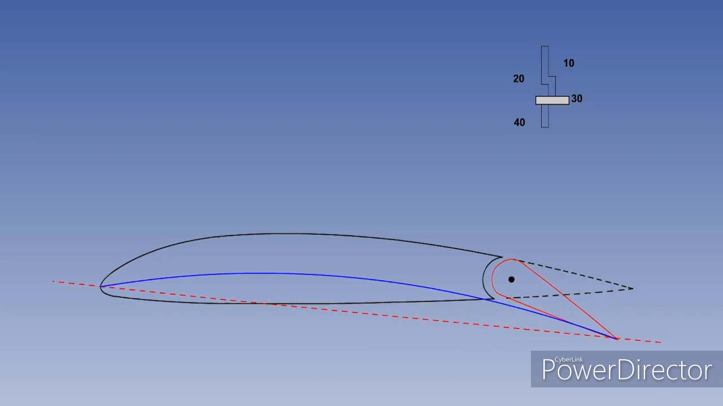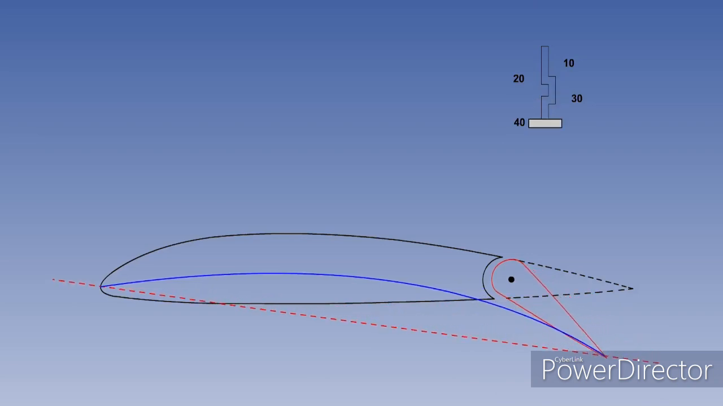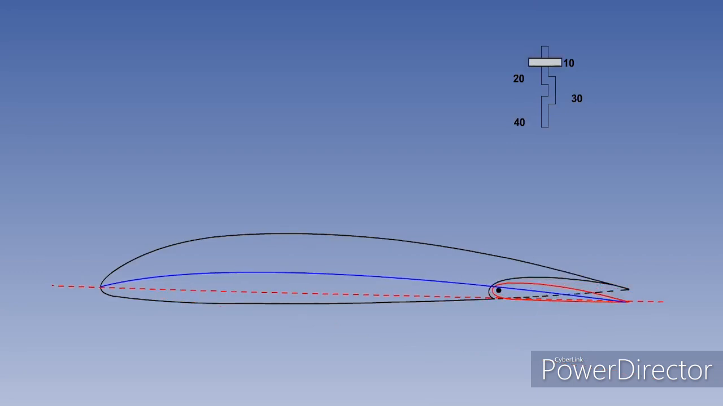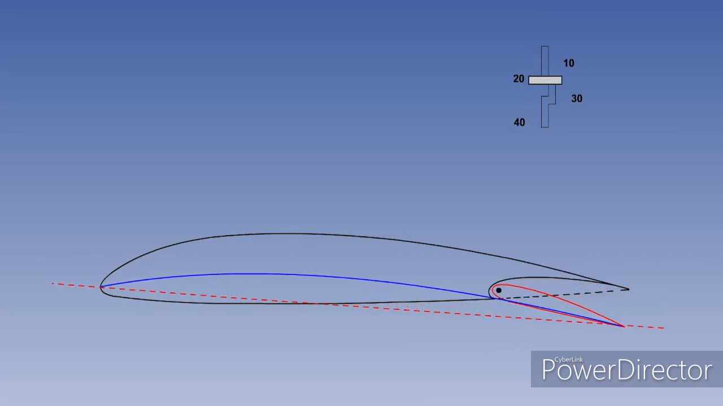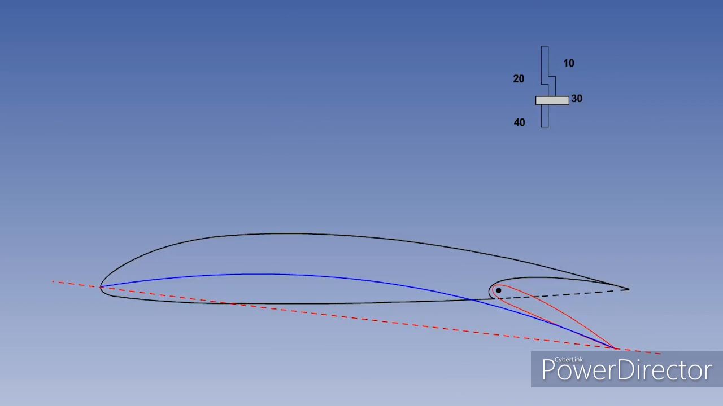Further flap selection will continue to increase CLmax. Selecting flap angles of 20, 30 or 40 degrees will continue to increase CLmax, but also give a significant increase in drag. So the larger angles are usually used for the approach to landing, when the extra drag is an advantage. The next type of trailing edge flap we'll consider is the split flap.